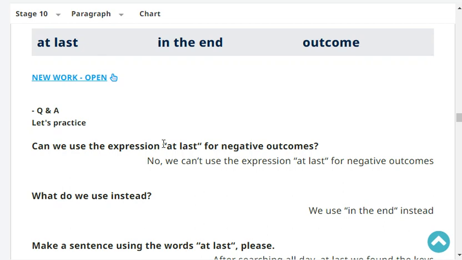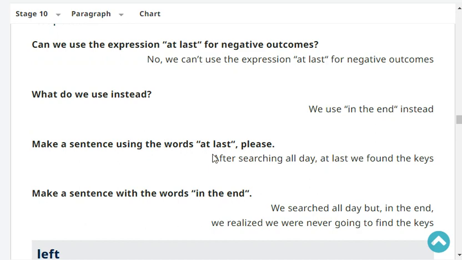Very good. Make a sentence using the words at last, please. After searching all day, at last we found the keys.